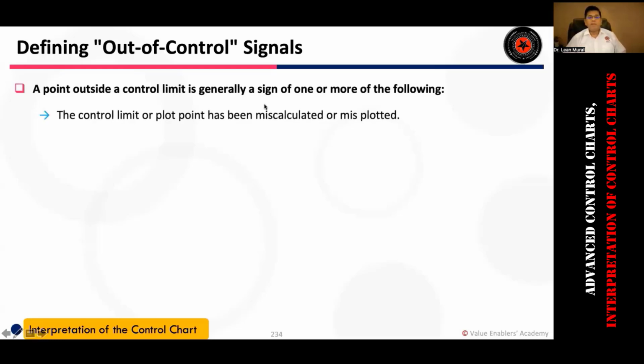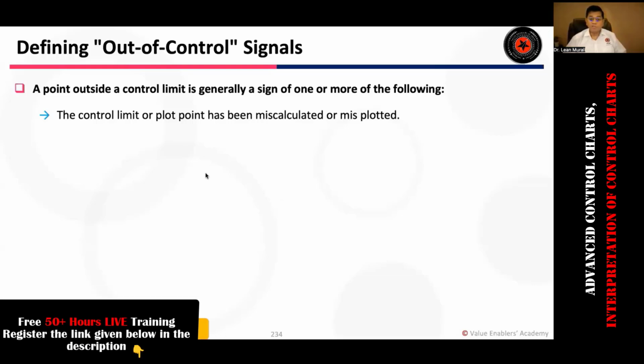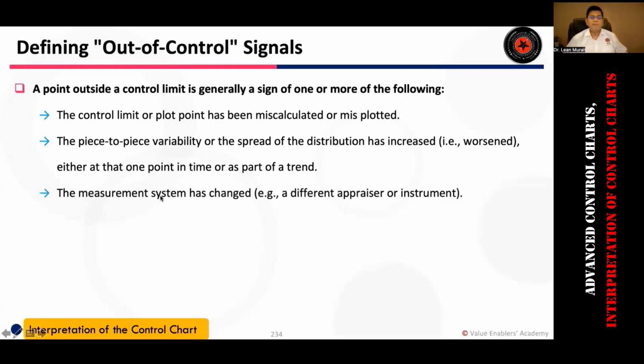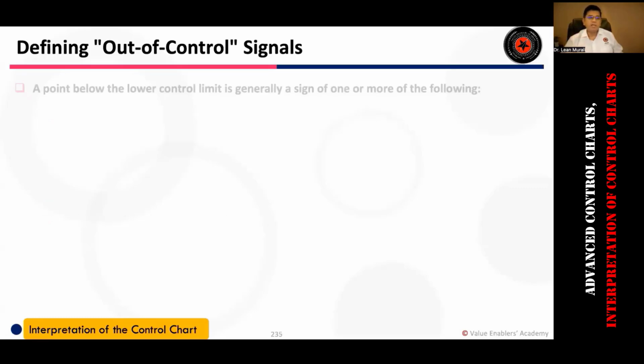So a point outside a control limit is generally a sign of one or more of the following. Maybe the control limit or the plot is miscalculated. Sometimes you don't calculate the control limit properly, or there is piece-to-piece variability, or the distribution has increased, or the measurement system has changed. Please be watchful of that. The measurement system also may lack discrimination. You can also check that.